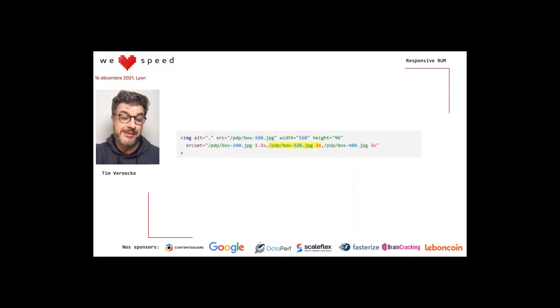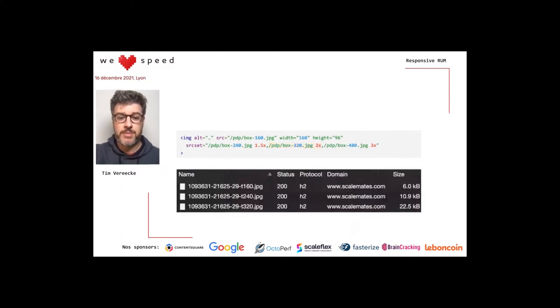Now, I love performance, but my end users also care about quality. And if you have a Retina screen and you ship a standard image, then the quality does not look good. So then the technique is you ship bigger images. Like here, I use a source set element and I ship a 2x image, or 320 pixels image, to any 2x devices. What does it mean? If you're looking at the sizes, 6 kilobytes for the normal image, 10 kilobytes for the 1.5 image, and 22 kilobytes for the 2x image or the 320 pixels image. Who cares, right?